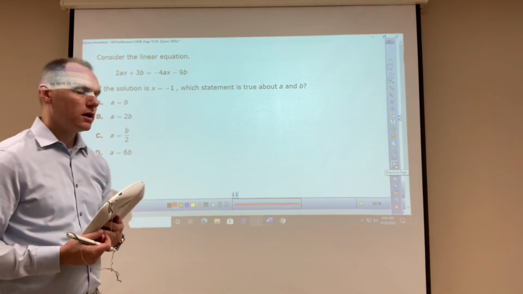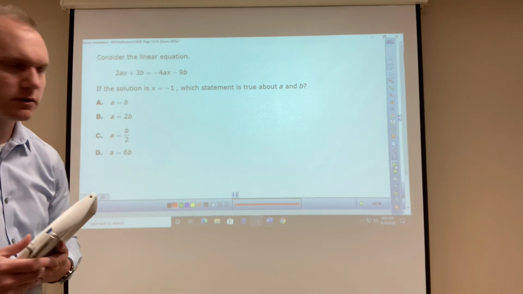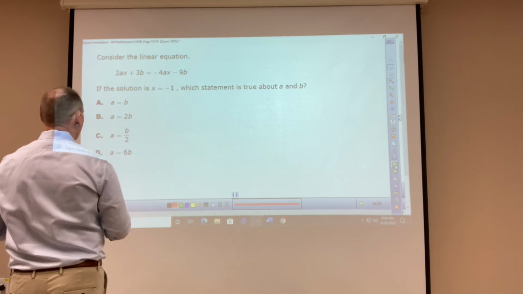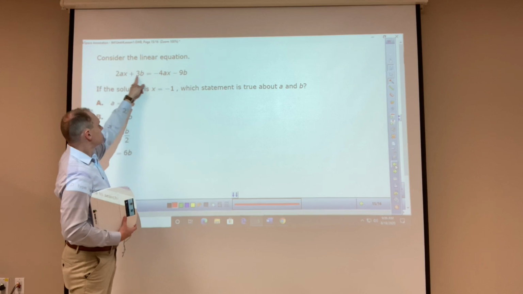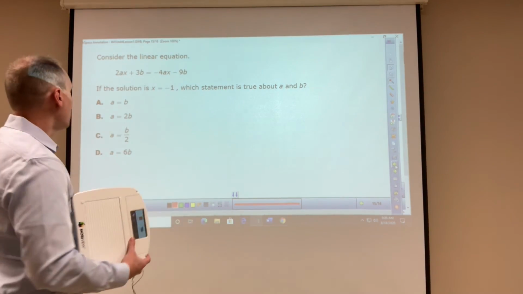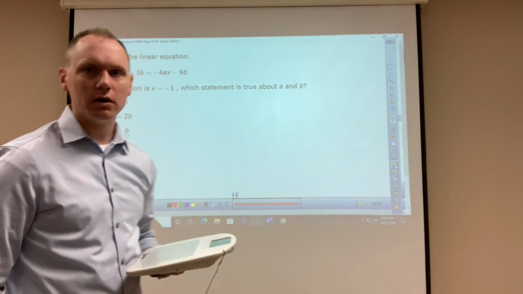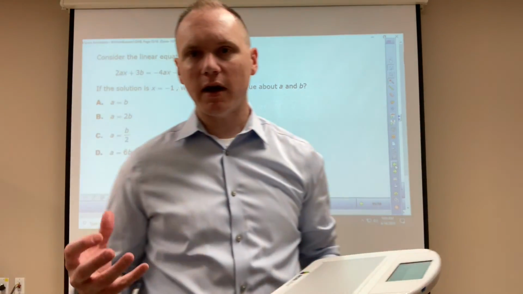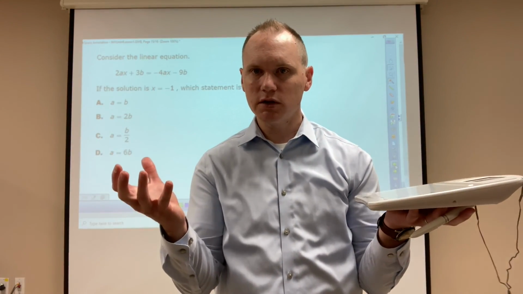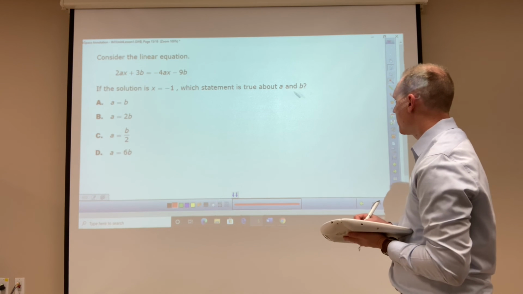Okay, so final thing here, I just want to tack this on at the end: we've got this equation here. It's got a bunch of variables in it, a's, b's, x's, whatever. And it says if the solution is x equals -1. So again, a solution is a value that makes both sides of the equation equal. So if the solution is -1, which statement is true about a and b?